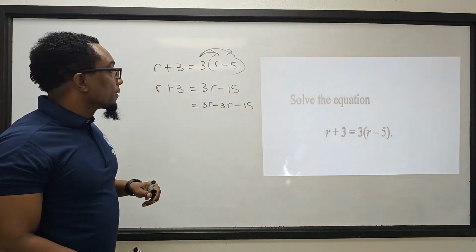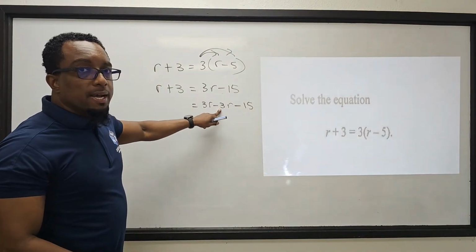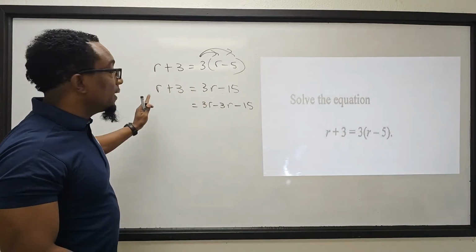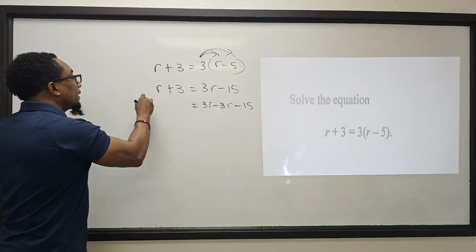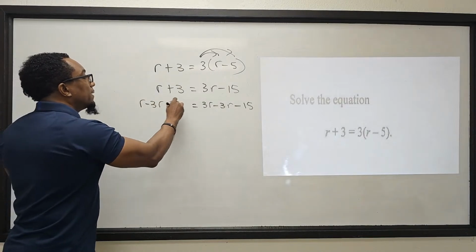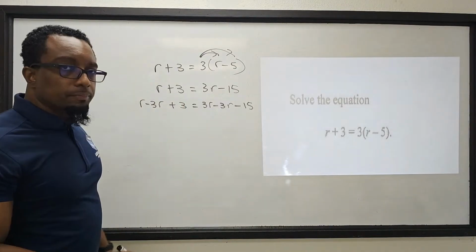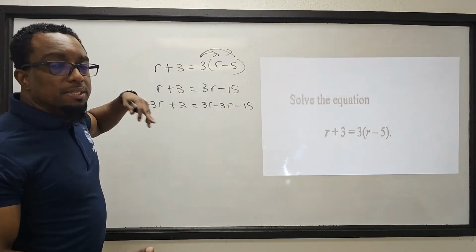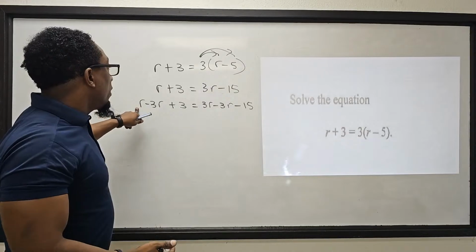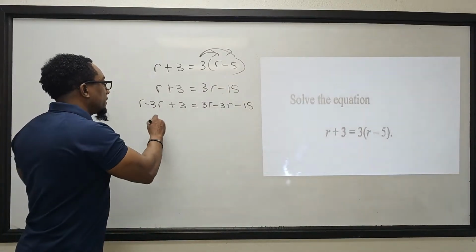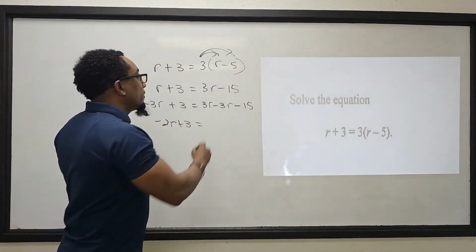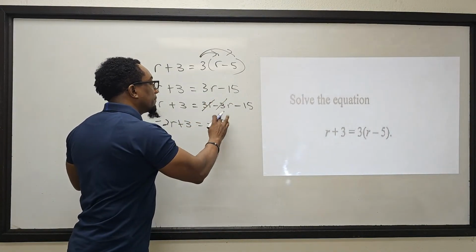Subtract 15. So if I subtract 3r from positive 3r, what I do to one side I must do to the other. I subtract 3r from r, maintain plus 3. This is the balancing method. So you can bring the 3r over and change the sign, no problem. r minus 3r is negative 2r plus 3. 3r minus 3r is 0, and left with negative 15.